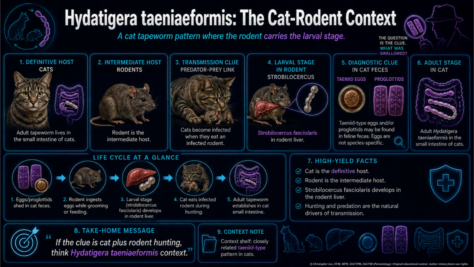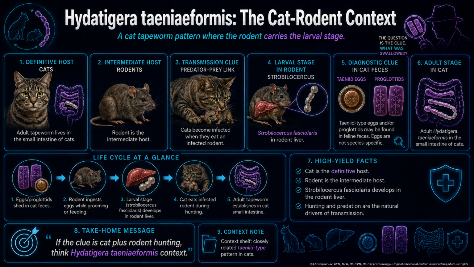Hydatigera taeniaeformis is a focused example of the Taenia-type pattern. You may also see it called Taenia taeniaeformis in older textbooks and clinical resources. Keeping the current name while mentioning the older one keeps the textbook and lecture from having a custody battle. Here, the cat is the definitive host.